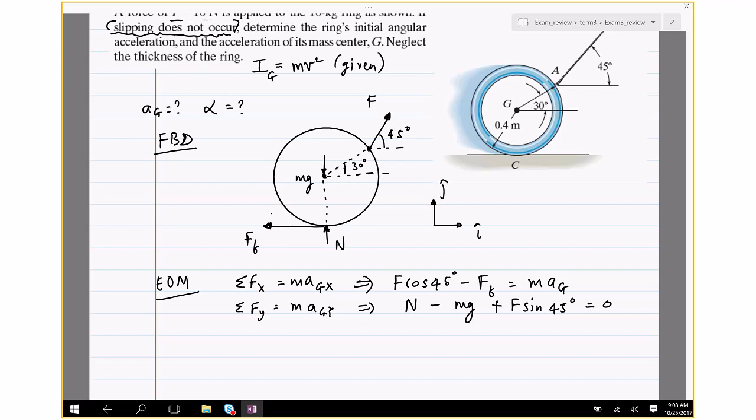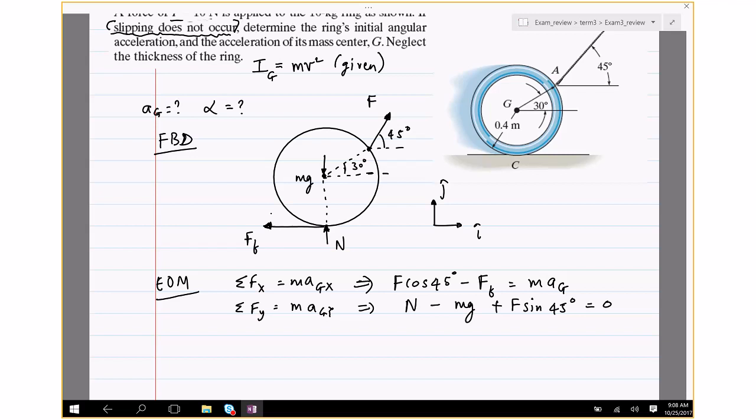So I know F, I know mg, I know N. I do not know F friction. I do not want to solve for F friction, and I've not been asked to find it. If I choose point G, then F friction will show up in the equation. If I choose A, again F friction will show up. So the best place I can apply the moment equation is about point C.